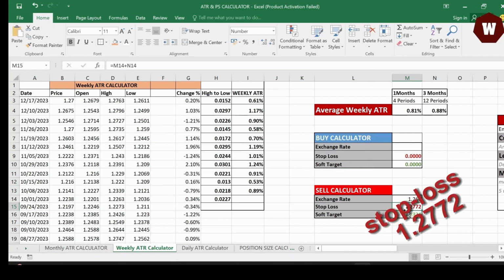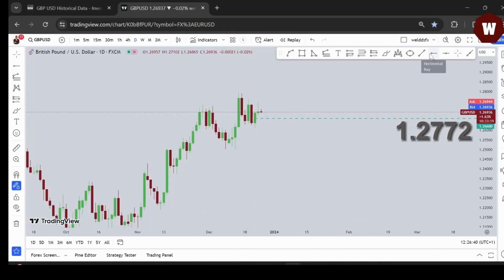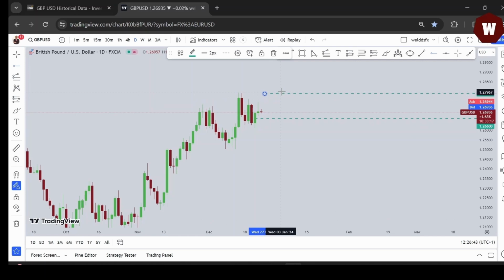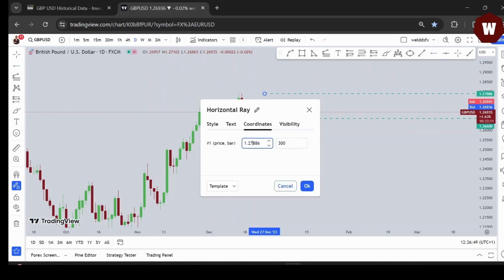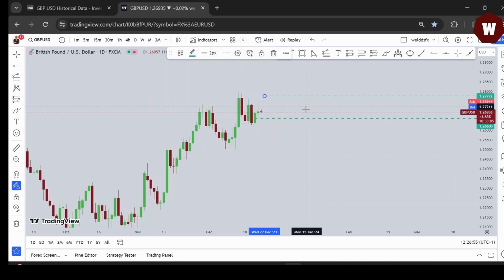So your stop loss is 1.2772. Let's go back there and see it, 1.2772. So you take a ray and click on that point. Let's edit it to 1.2772. This is very simple. Then you enter. That is going to be your stop loss.